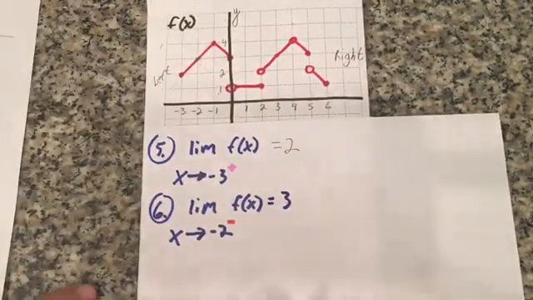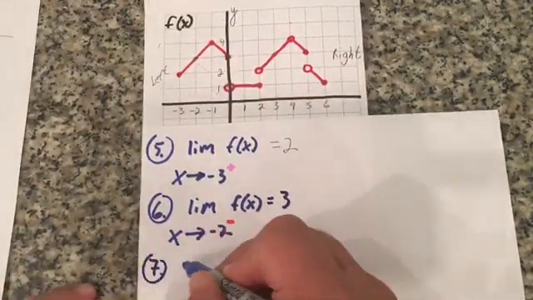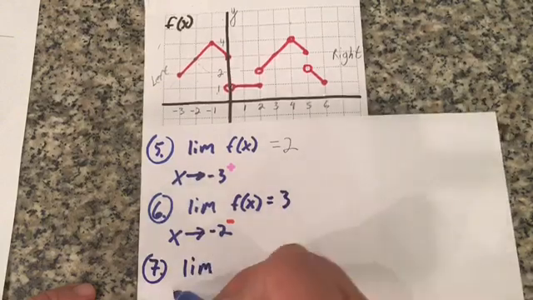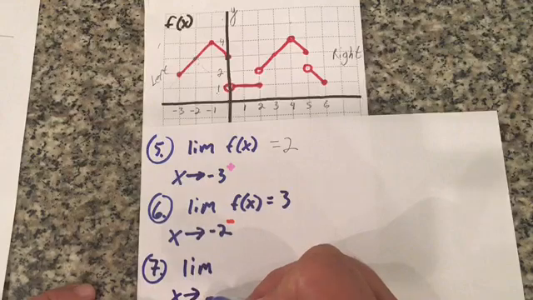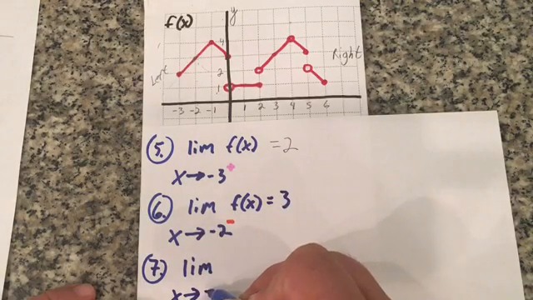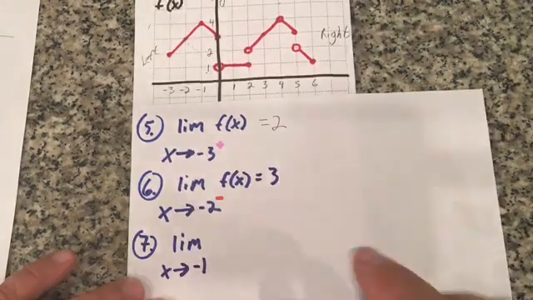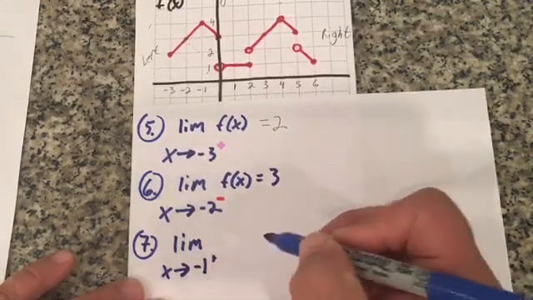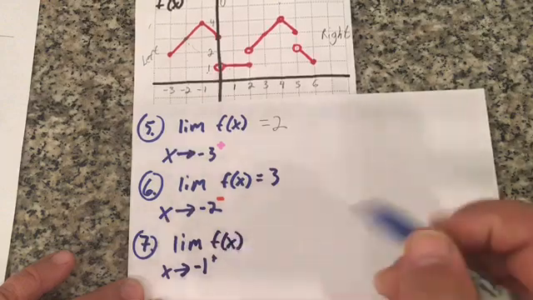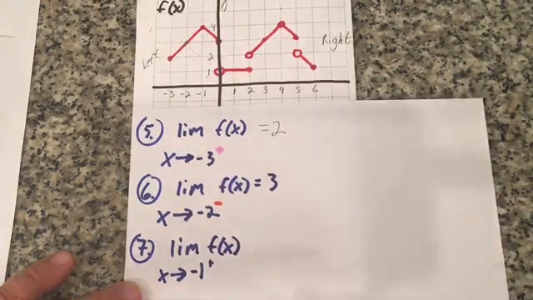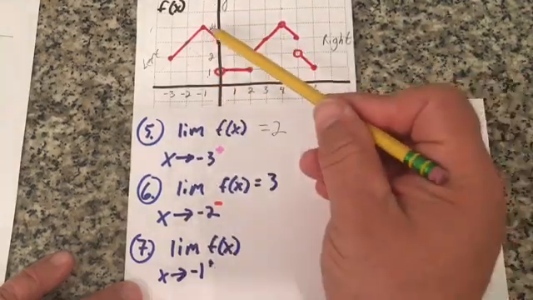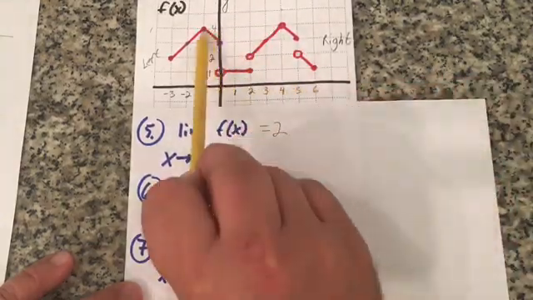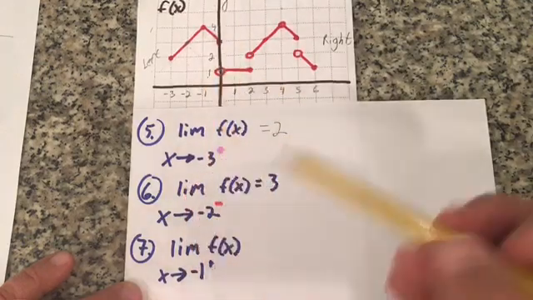Number 7. Limit as x approaches 1. I'm sorry, -1 from the right of f of x. So as I get closer and closer to -1 from the right, so I'm coming from the right, what y value do I get closer and closer to? The y value there is 4.